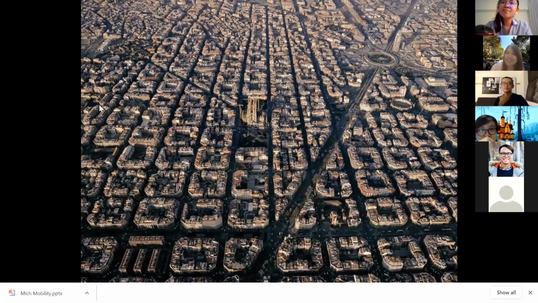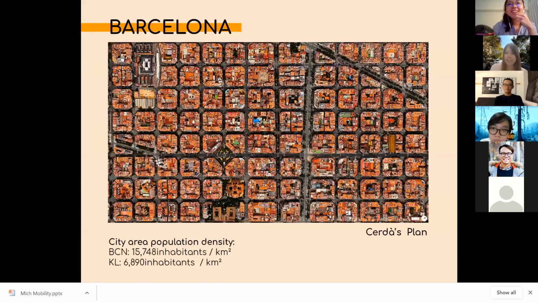So this is Barcelona, and this is Sagrada Familia, and this is where I stay. It's just 10 minutes away. So I think most of you have seen this image before. It's an aerial view of Barcelona. And as you can see, it's a very dense city.